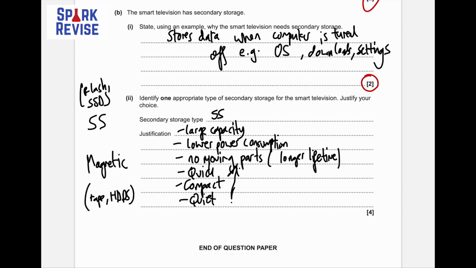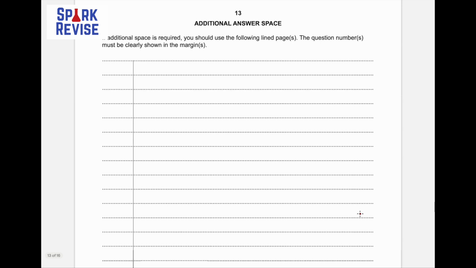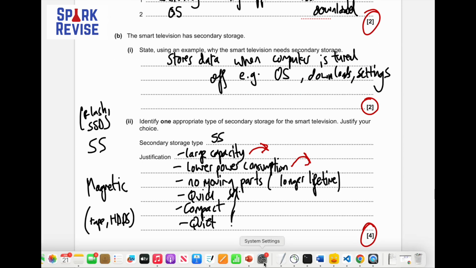If you wanted to pick magnetic, you could say even larger capacity. Television's unlikely to be moved, so portability doesn't matter. It's cheaper, so the cost of the TV will be cheaper to manufacture. It's relatively small and it's relatively reliable. So really you can argue similar points for both of them. The most important thing is to explain large capacity, therefore lower power consumption, and you get your 4 marks. So that comes to the end of the question paper.